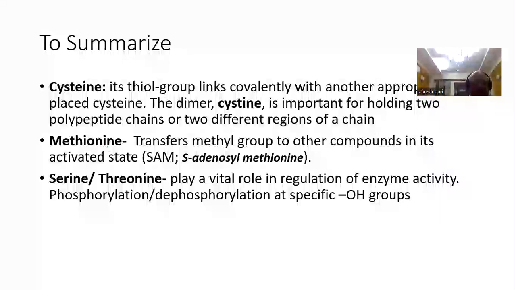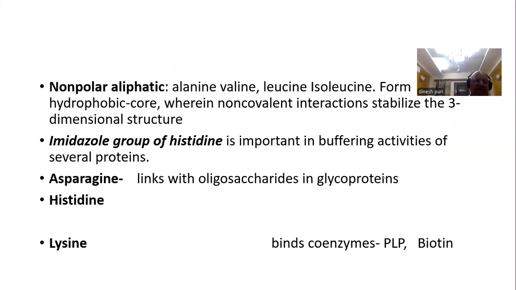To summarize, what is cysteine? For holding polypeptide chains together or two different regions of the same chain. Methionine, donor of methyl group, thereby synthesizing various compounds. Serine, threonine, regulation of enzyme activities. Non-polar aliphatic, we have seen hydrophobic core of globular protein. Or histidine, it has imidazole group for buffering activity, asparagine for glycoprotein attachment, lysine for coenzyme attachment.